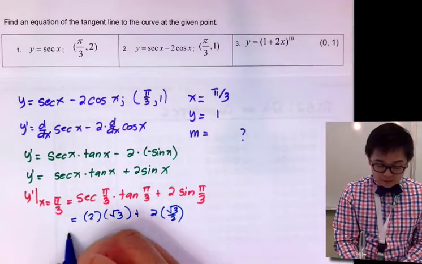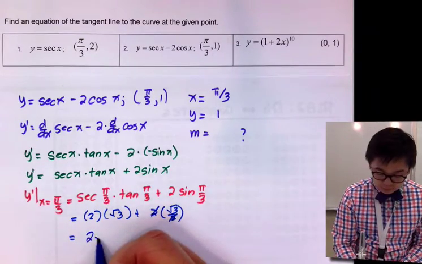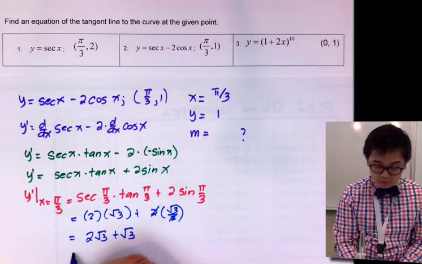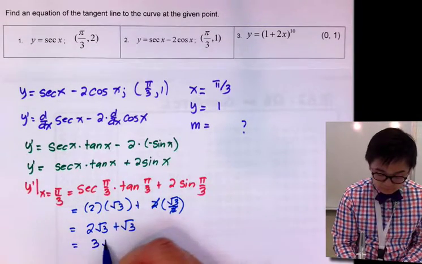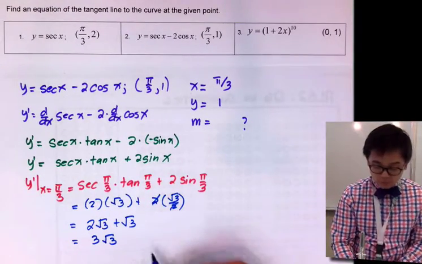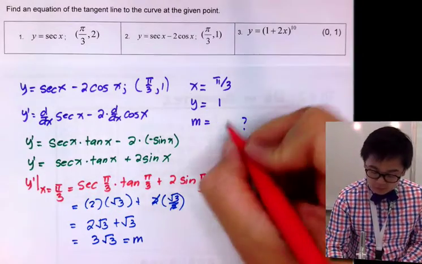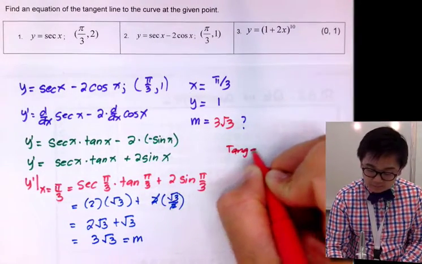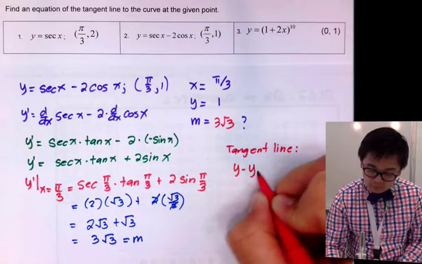By simplifying our expression, we can cancel out the 2 right here, and we'll end up with 2 square root of 3 plus square root of 3. And since we can combine these two because we have the same radicand, we have 3 square root of 3 for the value of our derivative evaluated at x equal to pi over 3, which we know is our slope as well. So now that we have our slope, which is 3 square root of 3, we are ready to write the tangent line, which is found using the point slope form.